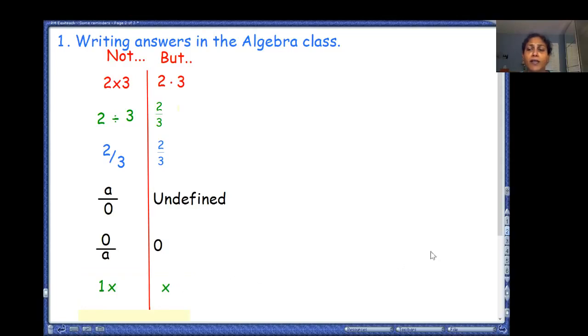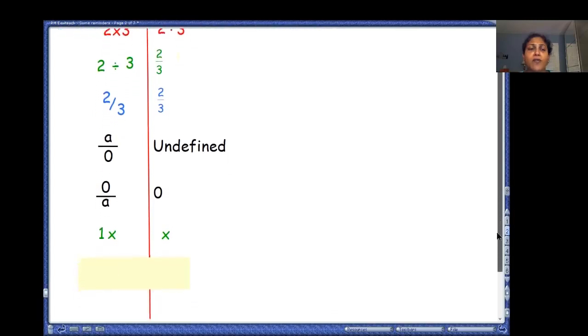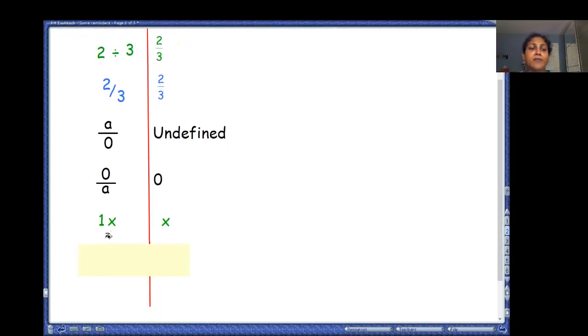Remember that 1 is invisible as a coefficient. So if you have 1 times x, we no longer write the 1, we simply write x. Similarly, when we have a negative 1 times x, we write just negative x.